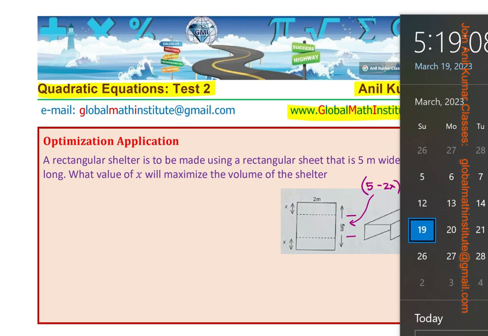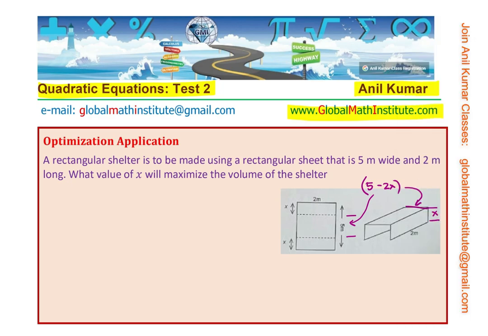As I have explained, the volume V will be the product of 5 minus 2x, the width of the shelter, the length, which is 2, and the height, which is x. So that becomes the volume of this shelter. We can rearrange this formula, taking minus outside, so that we can write this as minus 2x minus 5 times 2x.